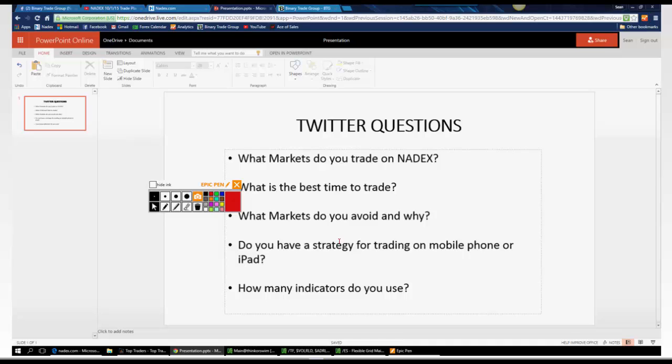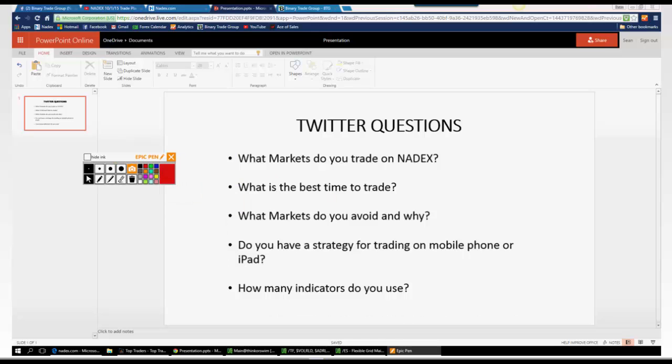I wish it was that easy, but it's very, very difficult to only make trades on your phone or your iPad. It's very difficult to do that on Nadex. The thing that I use the mobile phone app for on Nadex is just to manage my trades, not to make trading decisions. Is there any other questions on that before I go down to how many indicators you use? Any questions from these last four?